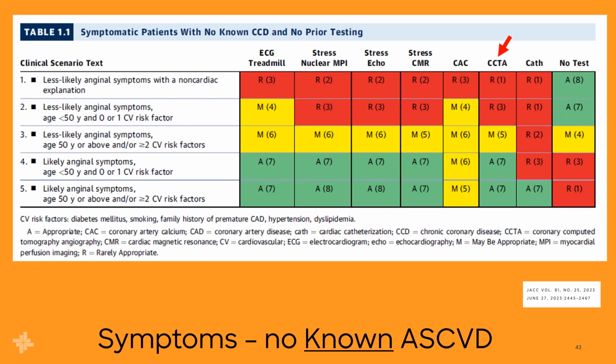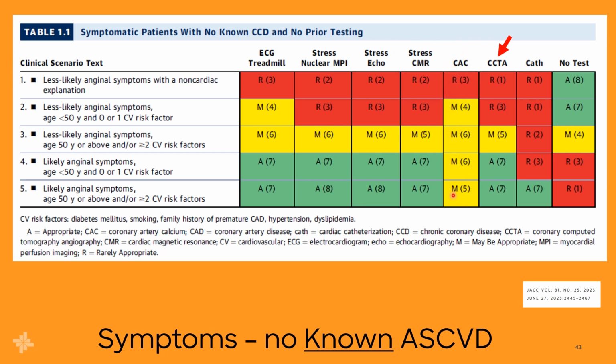What about symptomatic patients? So these are patients who are coming in and they're having chest pain that could be angina, but you don't know anything about them. They've had no prior testing and they don't have any known coronary disease. So again, with symptoms, they do not really recommend calcium scoring, which we talked about. You can miss a lot of soft plaque by doing a screening test in a symptomatic patient.